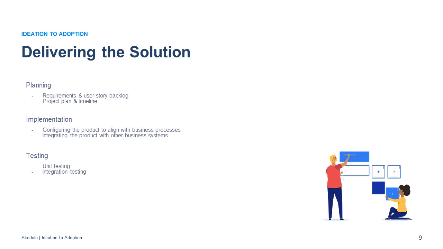Typically, what we'll do here is break a customer's requirements down into a set of user stories. And if there is some development required, we'll plan and deliver this iteratively over a series of sprints so you can see the progress along the way. We'll also conduct thorough unit testing and integration testing to make sure everything is working as expected.